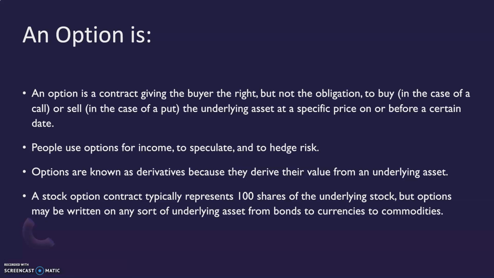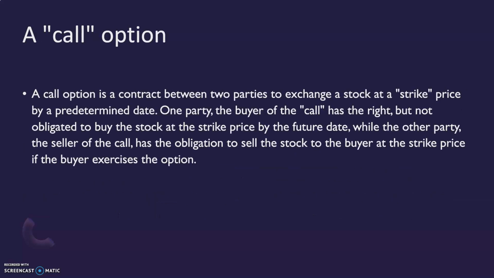Alright, so an option is a contract giving the buyer the right but not the obligation to buy, in the case of a call, or sell, in the case of a put, the underlying asset at a specific price on or before a certain date. People use options for income, to speculate, and to hedge risks. A stock option contract typically represents 100 shares of the underlying stock, but options may be written on any sort of underlying asset from bonds to currencies to commodities.